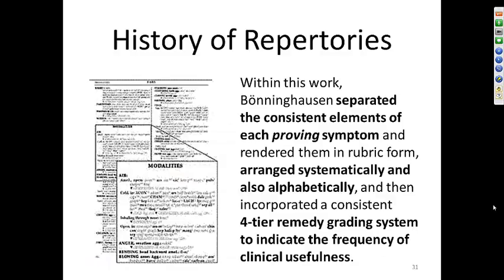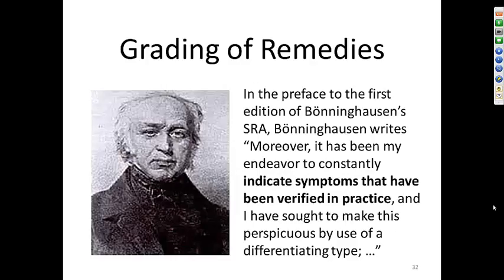And within this work, Bönninghausen separated the consistent elements of each proving symptom. This was only primary sources, and it was only primary effects. He did not use secondary effects. So these were all proving symptoms. And as I said, they were arranged systematically and also alphabetically. And also in here, he introduced the grading system. He had 4 degrees, 4 gradings. And we'll talk about how those gradings reflect the different remedies that are contained in all of his repertories, because this grading system was consistent from the first repertory to his last.